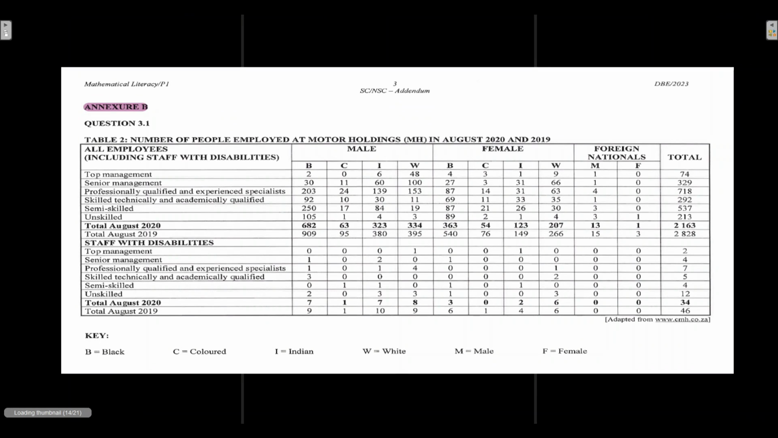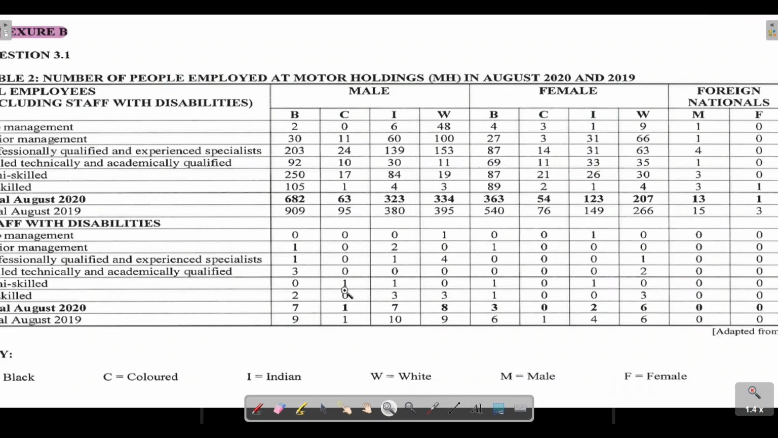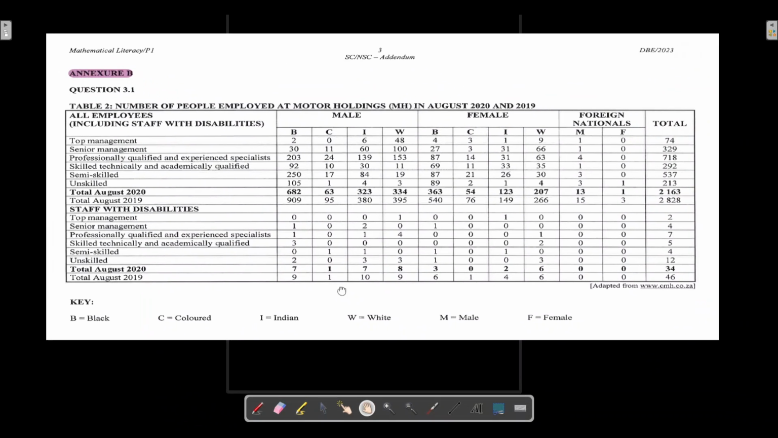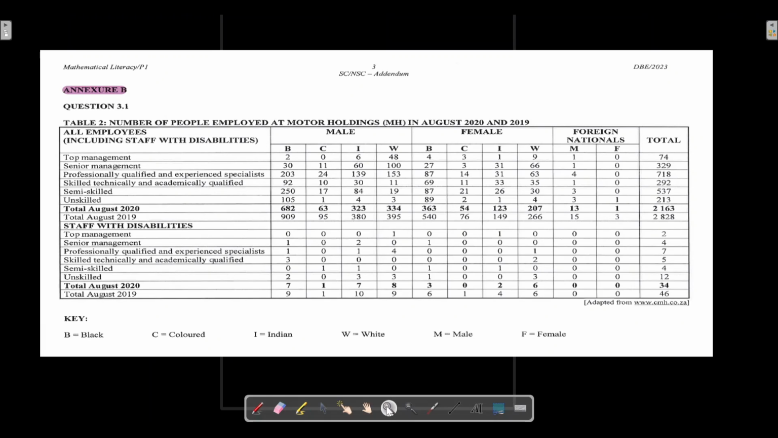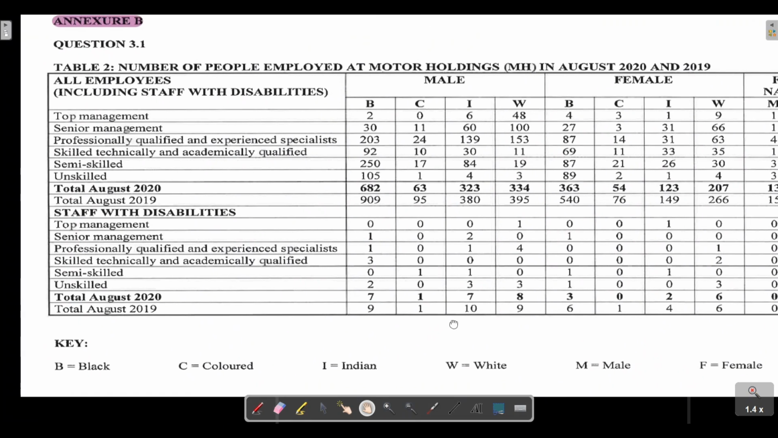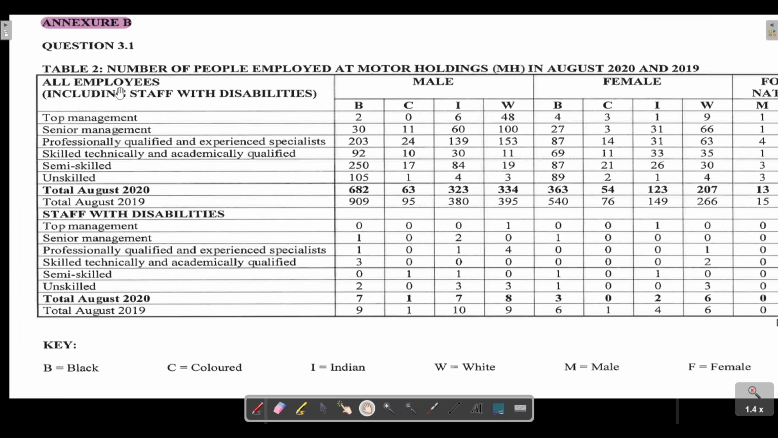Let's have a look at this table that is given to us. I want to try to zoom in to make it a bit bigger, and analyze this table and see what's actually going on. I'm hoping that you have downloaded this table, because I can't show it all if I zoom in too much. But it's fine.